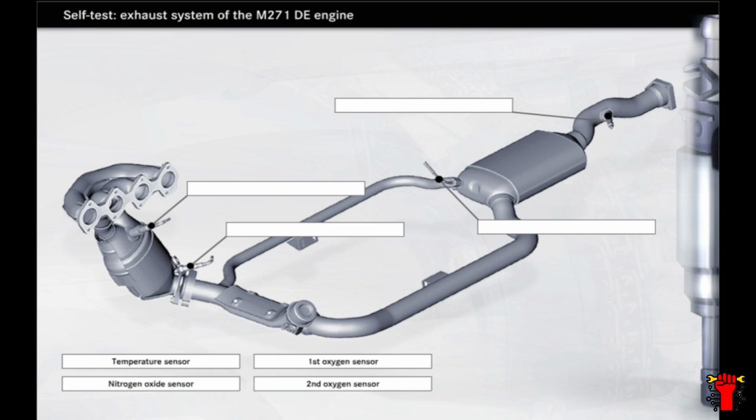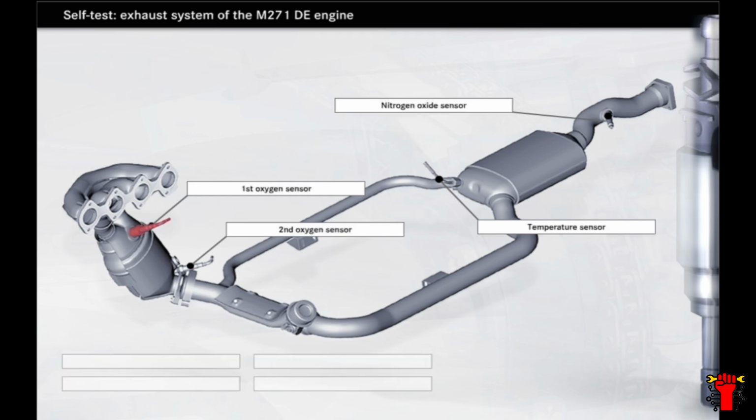The exhaust system of the M271DE is fitted with 4 sensors. Where exactly are these sensors located? Watch now as the labels are placed in the correct positions. The first oxygen sensor is located upstream from the three-way catalytic converter, and the second sensor downstream. The temperature sensor can be found at the input of the NOx storage catalytic converter, while the nitrogen oxide sensor is located at the output.